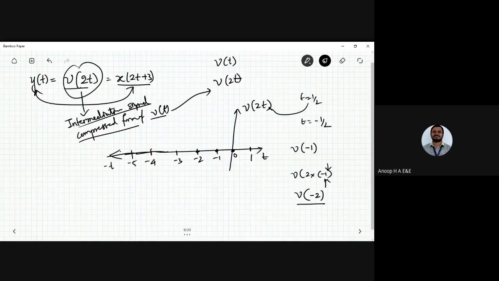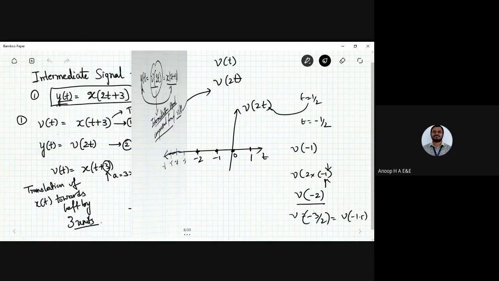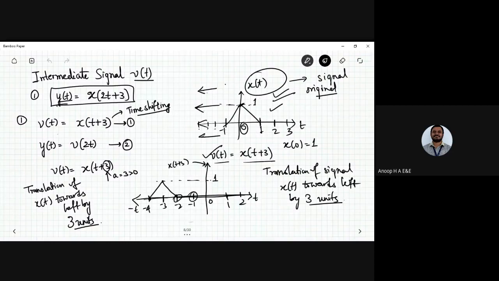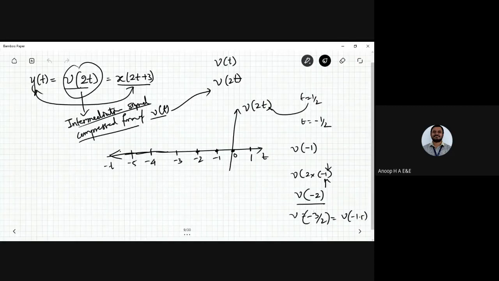Next, what do I need to check now? When t is equal to minus 3 by 2. Correct, minus 3 by 2. What is the value? That is v of minus 1.5. Minus 3 is equal to 1. Yes, so this is the value, that is minus 3 by 2. What you will be getting here? So once you will be having minus 3 by 2, minus 1.5.